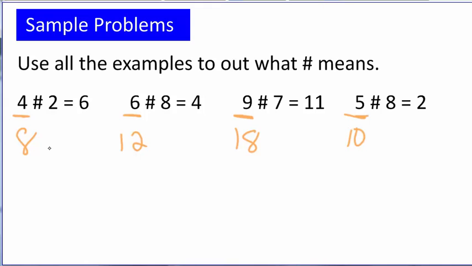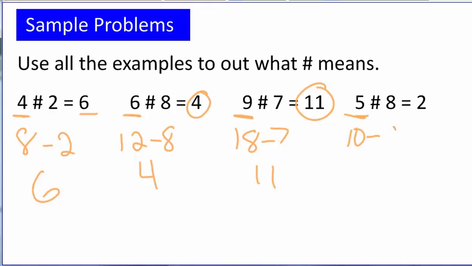And then if I subtract the second number from what I've just doubled, so 8 minus 2, that gives me my 6. 12 minus 8, that gives me my 4 here. 18 minus 7, that gives me 11. And 10 minus 8, that gives me the 2 here. So the rule for this would be to double the first number, then subtract the second.